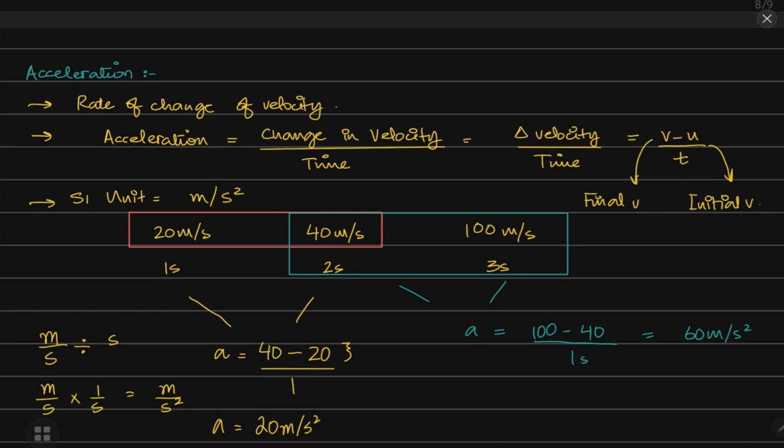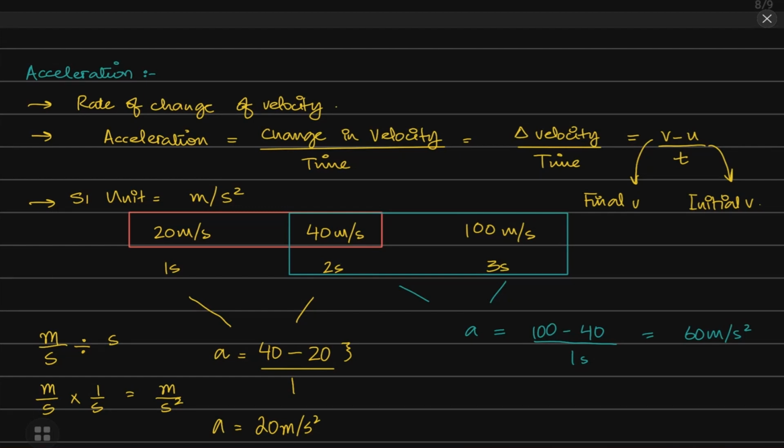So in the first case, in 1 second, the change in velocity that was observed was 20 meters per second. In 1 second, I speeded up, or my velocity changed by 20 meters per second. And in the second scenario that we have between 2 seconds and 3 seconds, my velocity took a major bump.